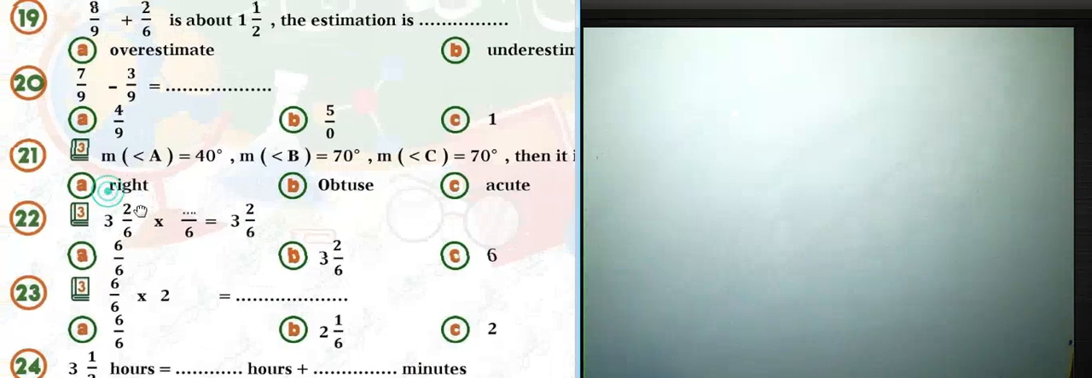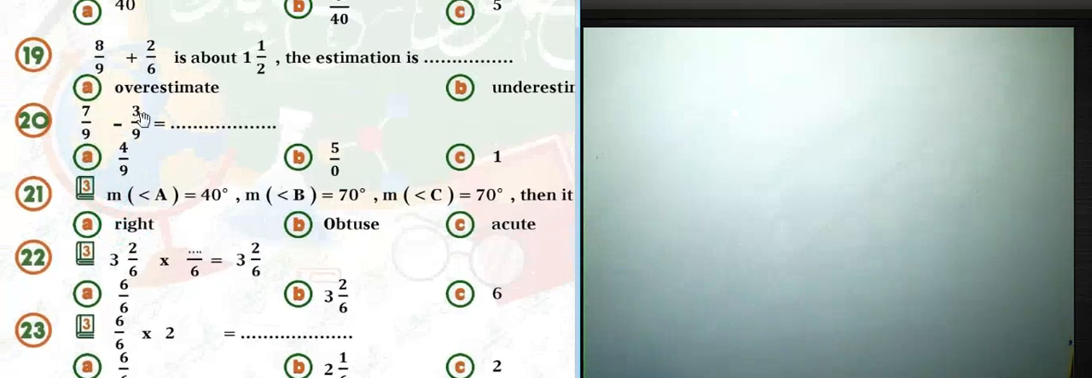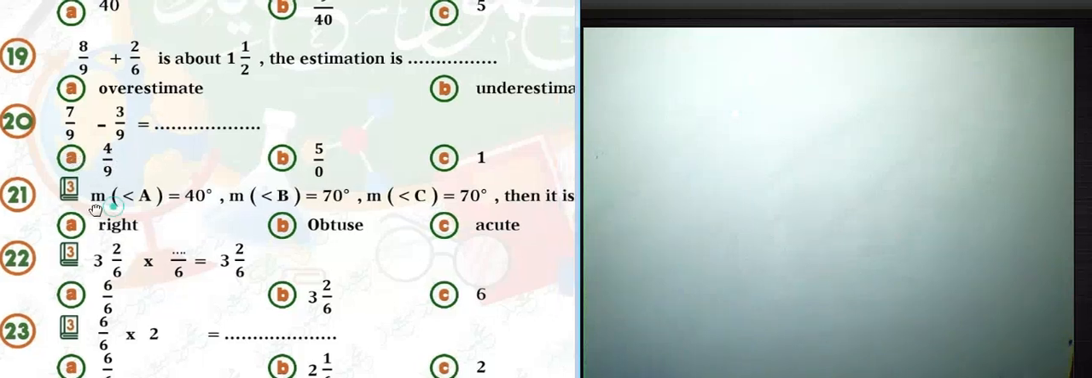Okay. Question 20. 7 over 9 subtract 3 over 9. It will be 4 over 9. Choose letter A about question 20.